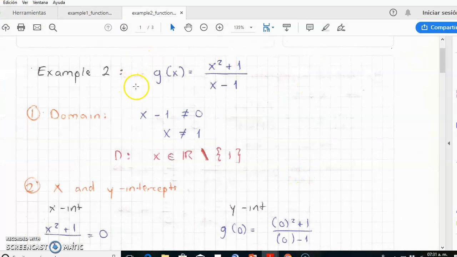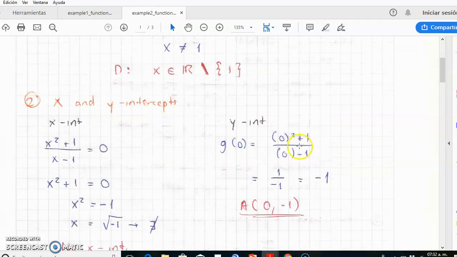Here, in this example, the function is g of x equal to x squared plus 1 over x minus 1. The first step, remember the domain, is the denominator has to be different than 0, so x minus 1 different than 0, x different than 1, after isolating the x. So the domain is going to be x belongs to all the numbers except the element 1.